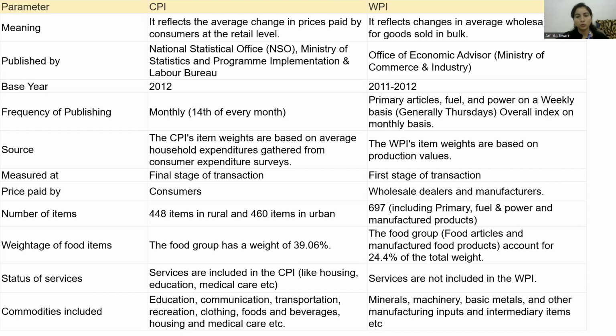Weightage of food items: the food group has a weight of 39.06% in CPI, whereas in WPI the food articles account for 24.4% of the total weight. Status of services: services are included in CPI, like housing, education, medical care, etc., and services are not included in WPI. Now the commodities included: education, communications, foods, clothing, beverages, housing and medical care. And in WPI: minerals, farm products, machinery, basic metals, and other manufacturing inputs and intermediary items, etc.